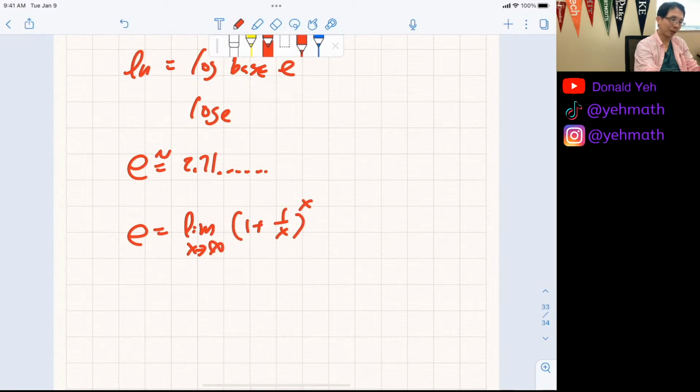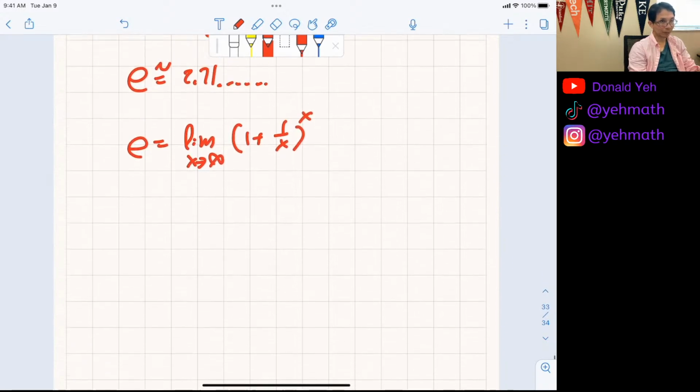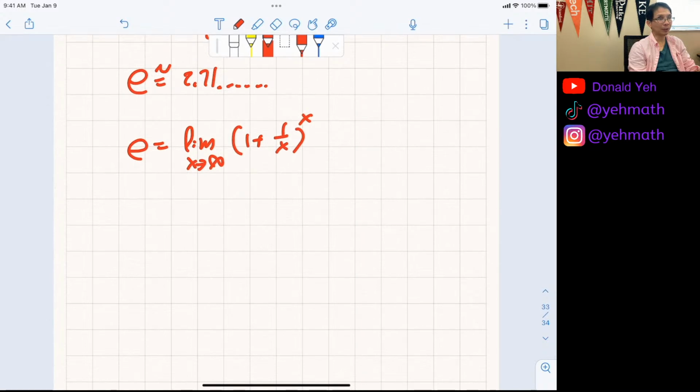If you really want to know, I'll explain to you. E is equal to the limit as x approaches infinity of (1 plus 1 over x) to the x. But before I explain, I'm going to show you a question from algebra 2.